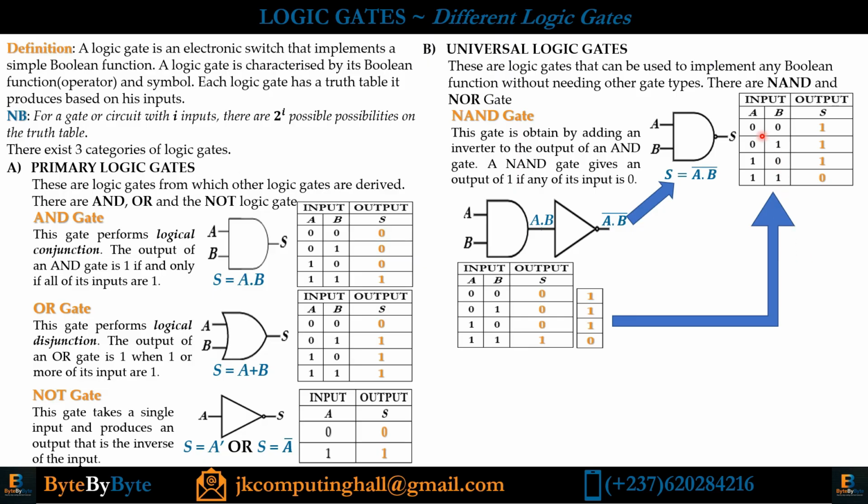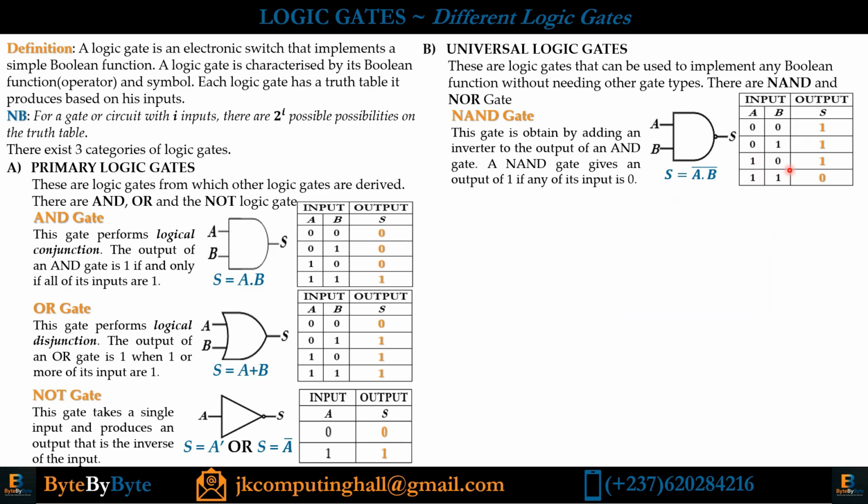Otherwise, you can just decide to multiply, then you apply the inverter. 0 times 0 gives 0. We apply the inverter, we get 1. 0 times 1 is 0. Apply the inverter, 1. Same thing for this and this.